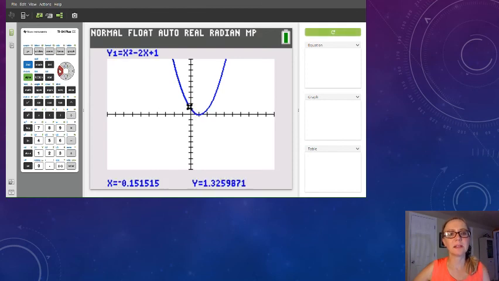Now we're going to move way to the left, and then start moving to the right. Watch your y value. It's decreasing. It's getting smaller, so it's going down, decreasing, until we hit that vertex right there. And then that y value is going to start getting larger, because now the function is increasing.